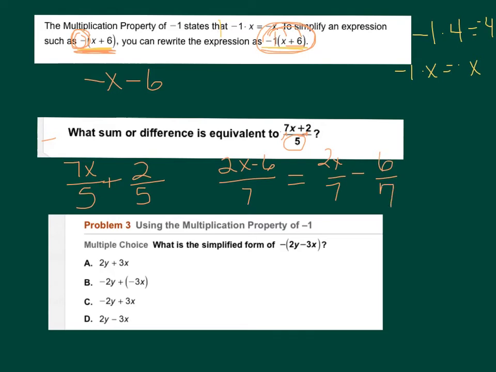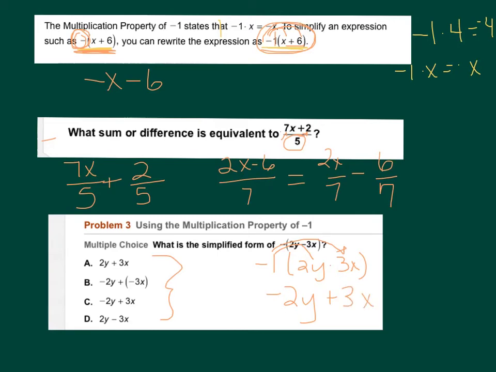All right, next one. Using the multiplication property of negative 1, okay, this is multiple choice. What is the simplest form of negative, the quantity of 2y minus 3x? So I'm going to go ahead and squeeze a 1 in here. And I'm going to distribute and then find which one of these matches my answer. So I'm going to take negative 1 times 2y and get negative 2y. And then negative 1 times a negative 3x, which gives me a positive 3x.